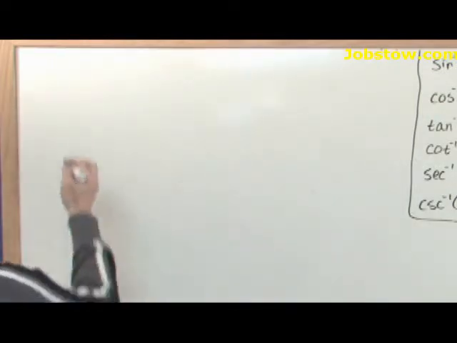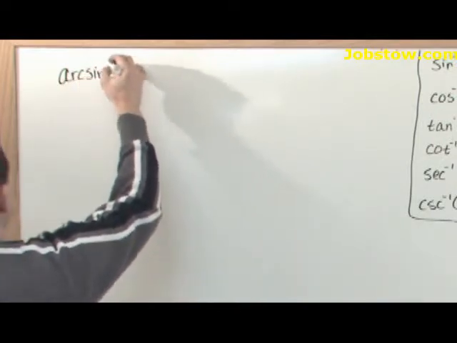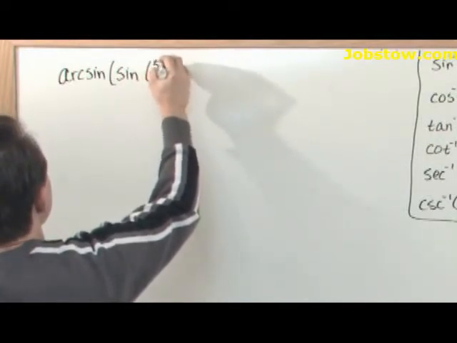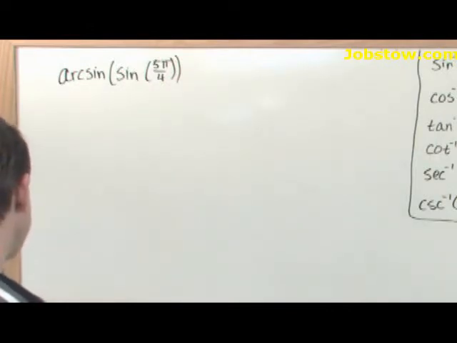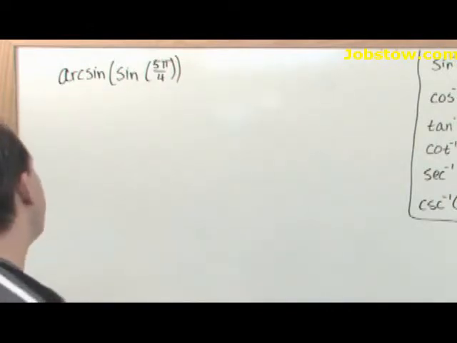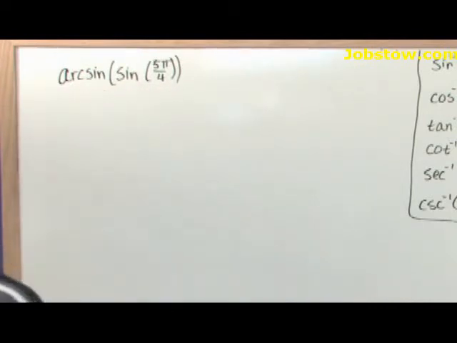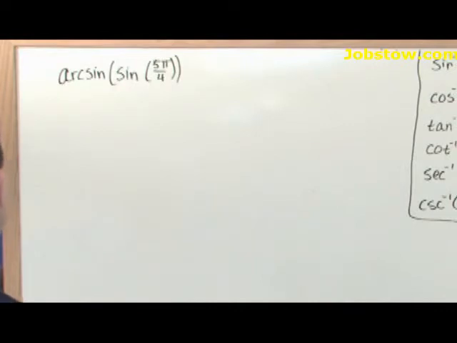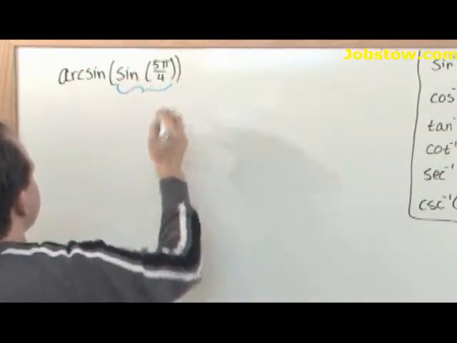One final problem. What if you take the arc sine of the sine of 5 pi over 4? Now, the first thing you might think is that the answer is going to be 5 pi over 4 because you're taking the arc sine of the sine. So you might think, well, these are just going to cancel like before. But this is a little bit trickier, and the reason why I did this problem is to show you the following. Let's work with the inside first.